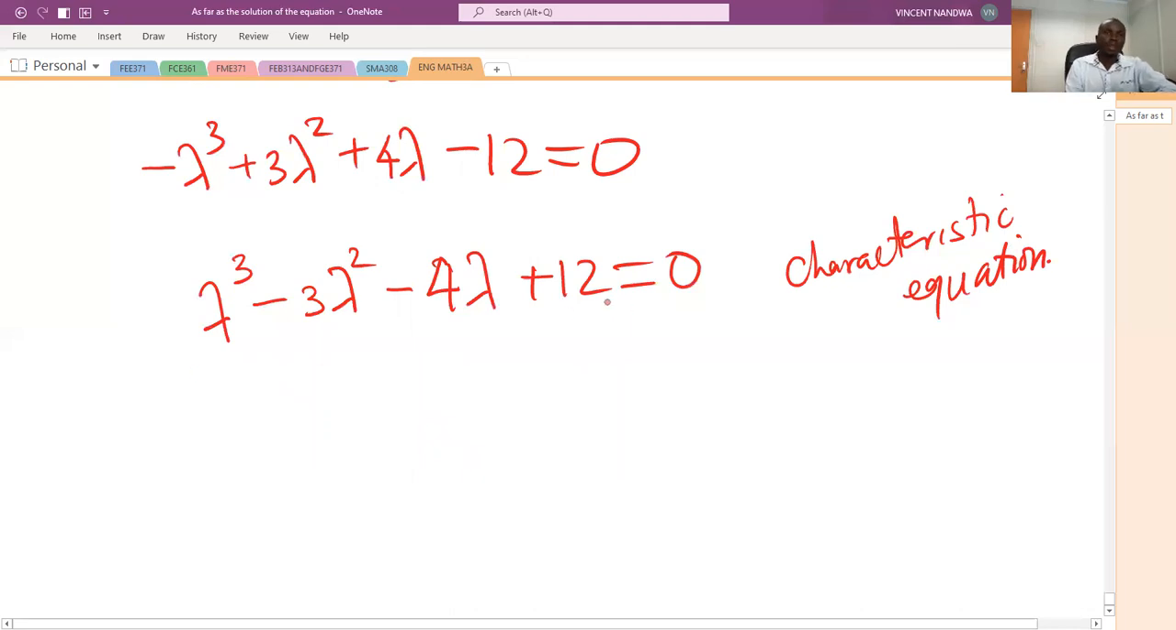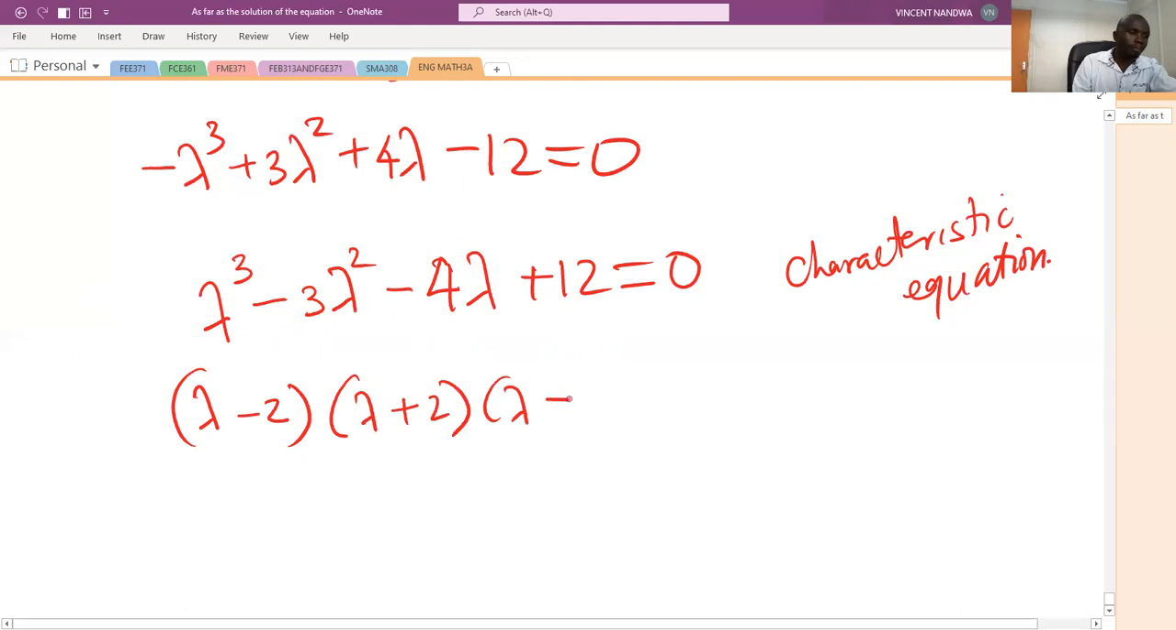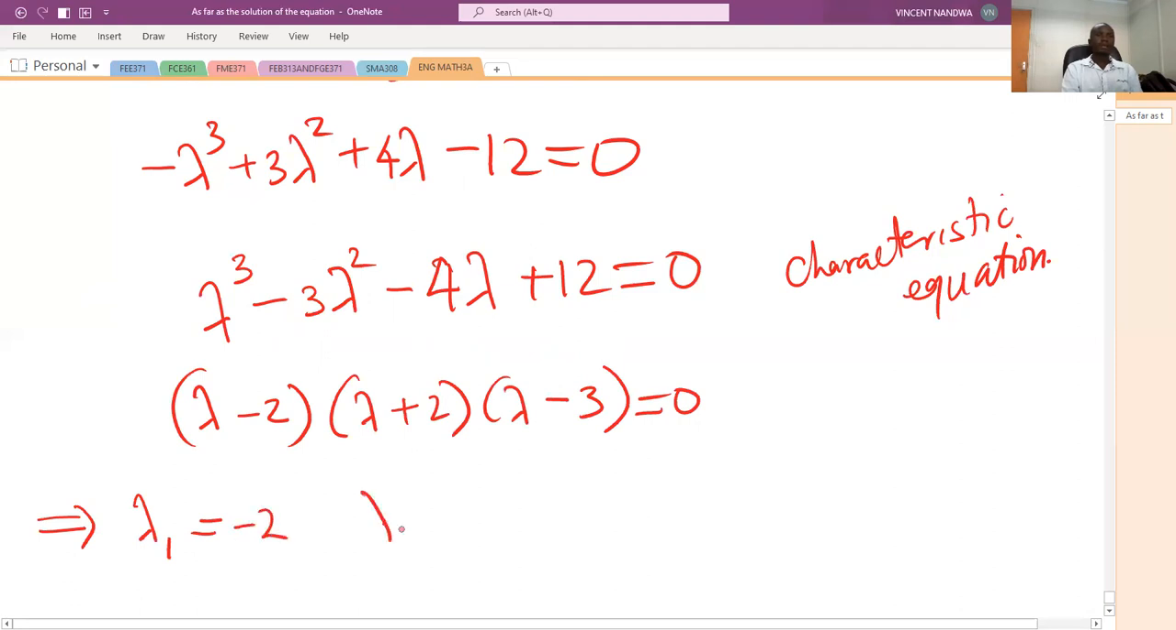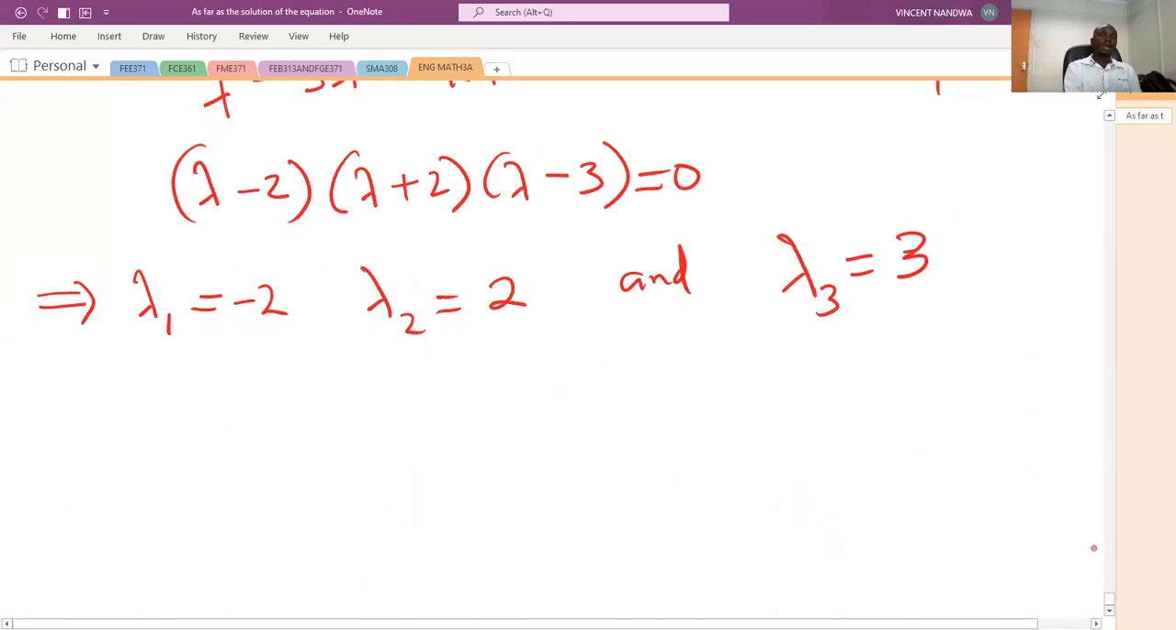And then we should find out that if you do factorization of this cubic, you will get (lambda minus 2)(lambda plus 2)(lambda minus 3) equals 0. Please do that factorization. And this means lambda 1 is negative 2, lambda 2 is 2, and lambda 3 is positive 3.